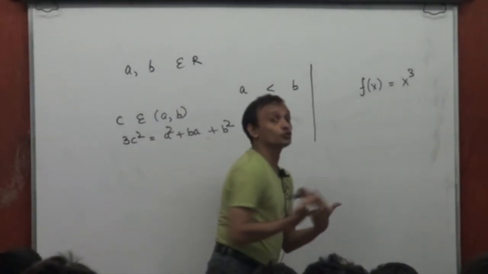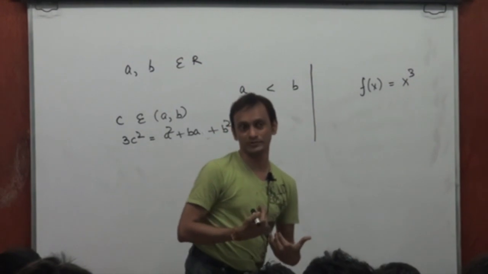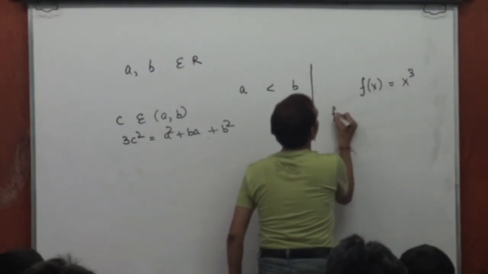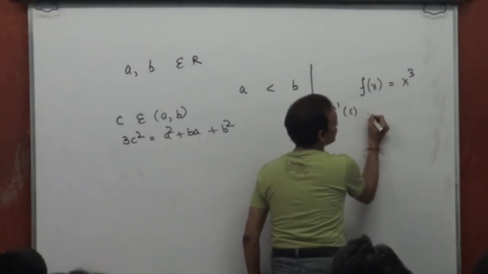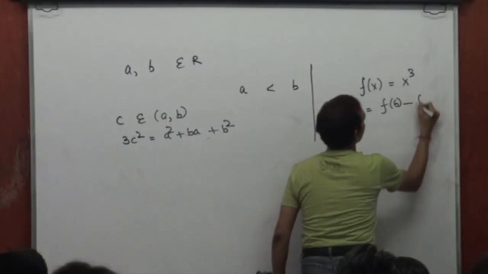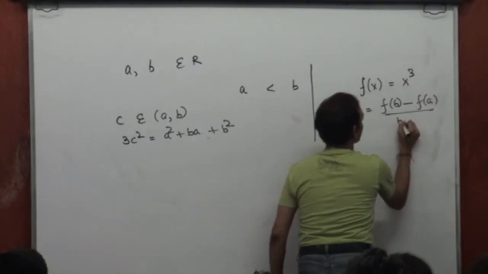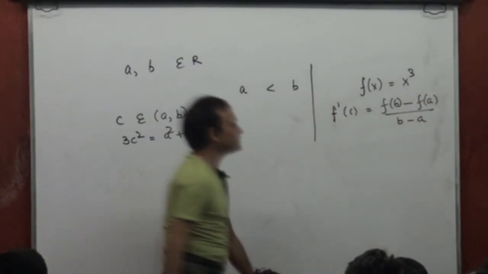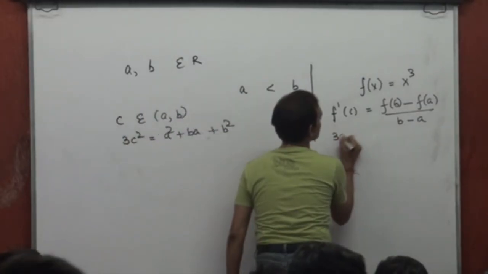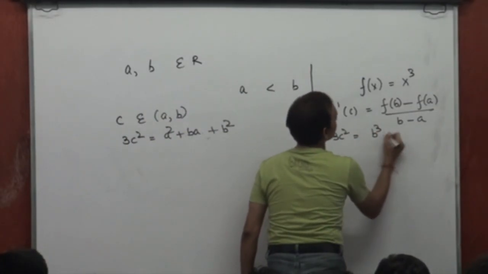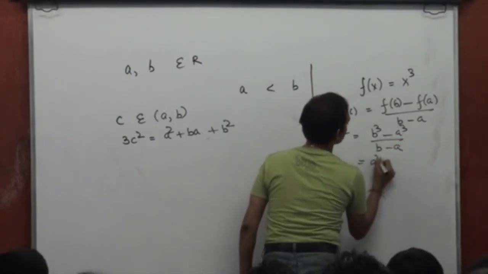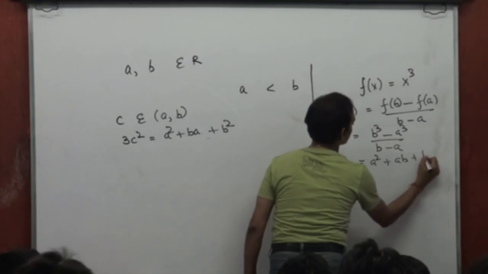And then you want to apply Lagrange's mean value theorem to this, which means existence of a C in the interval a to b such that f dash C is (f(b) minus f(a)) by (b minus a). But f dash C is 3C squared. This is like (b cubed minus a cubed) by (b minus a), which is a squared plus ab plus b squared. Right?